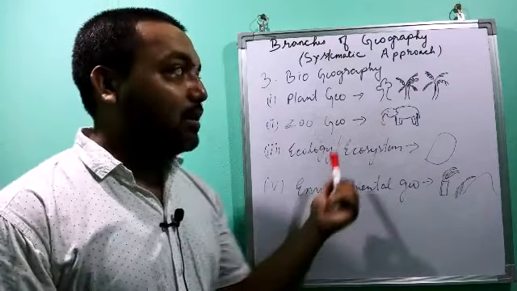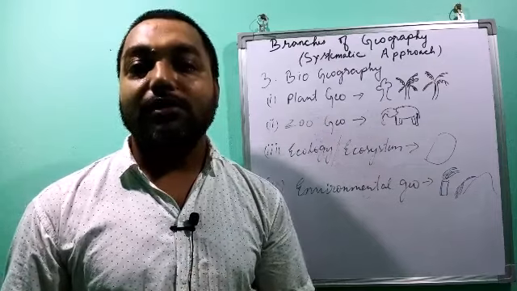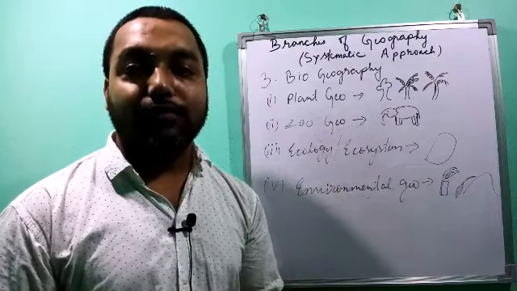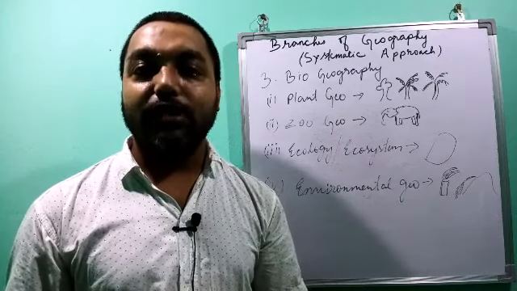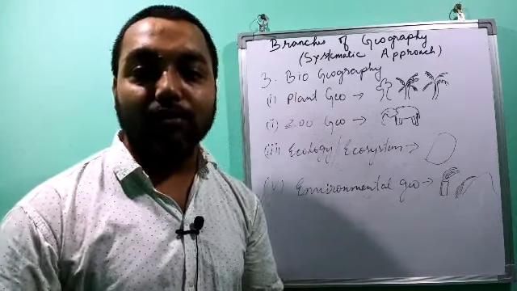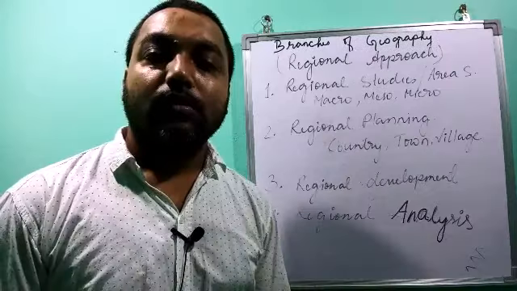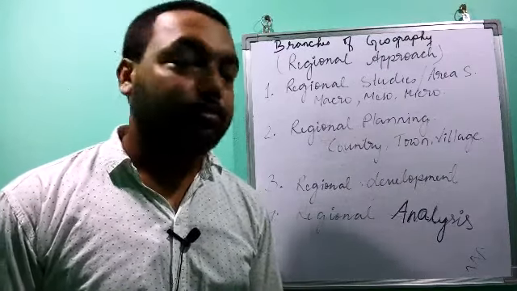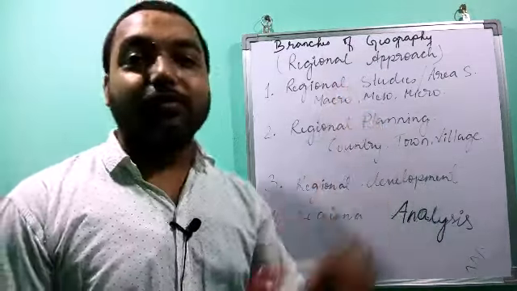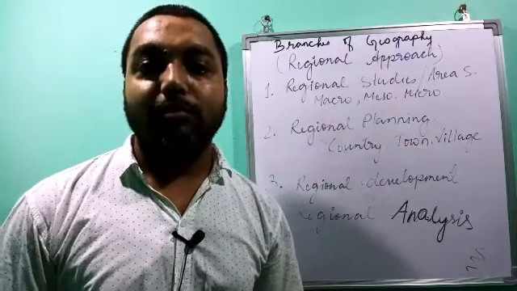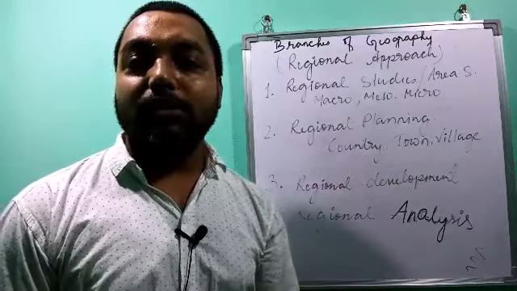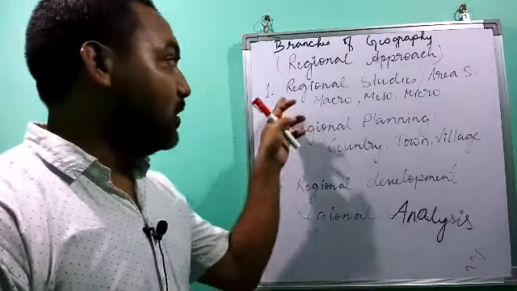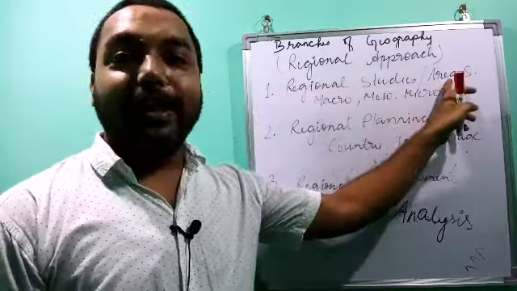So these are the subdivisions of biogeography. So these were all the branches that were divided according to systematic approach. So let us move to the next topic, that is branches of geography based on regional approach. So based on regional approach, the branches of geography are different, that is regional studies or area study.